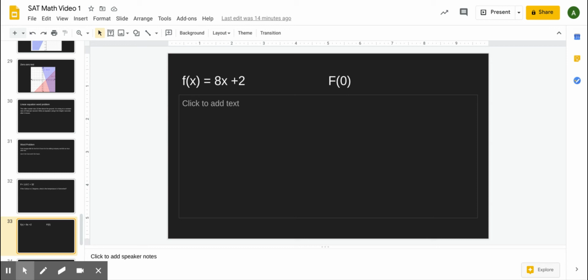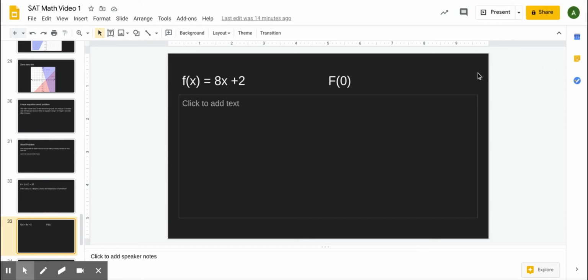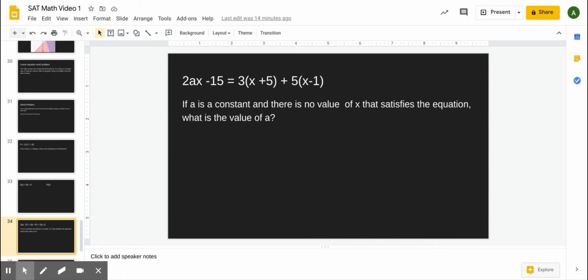So here's a function of x, f of x. Just simply plugging in 0 for x here. And let's get our marker back. And change the color, why not? There we go. So we're just saying 8 times 0, which is 0, plus 2. So what is f of 0? F of 0 is 2. You'll get a few of those questions. Okay. Moving on.